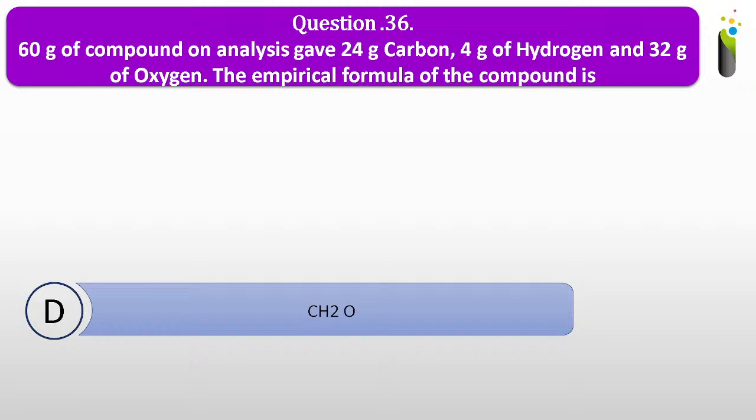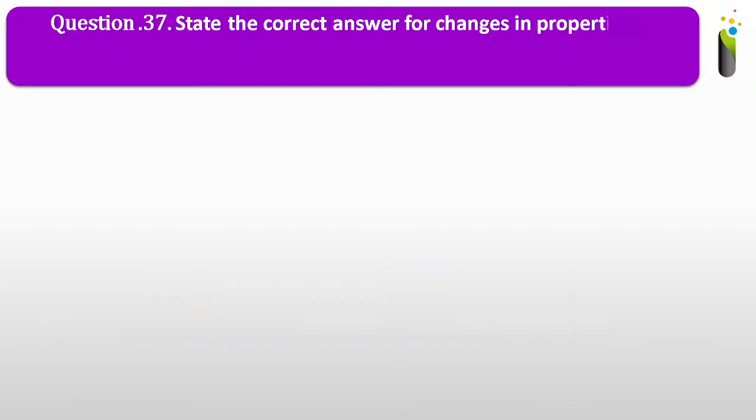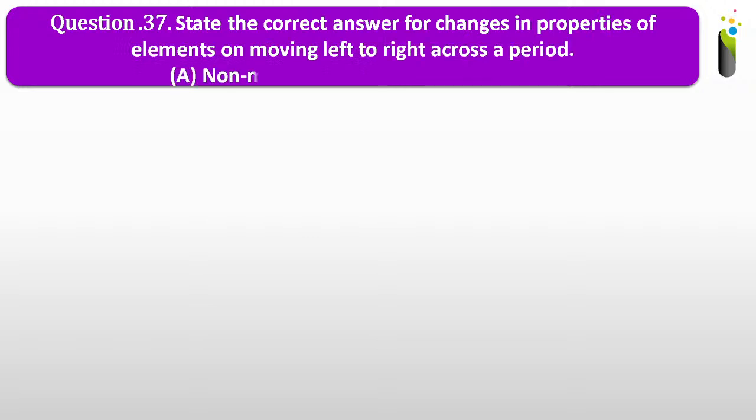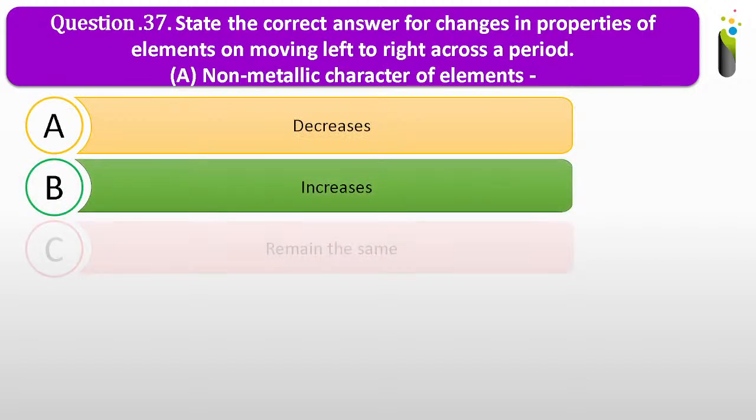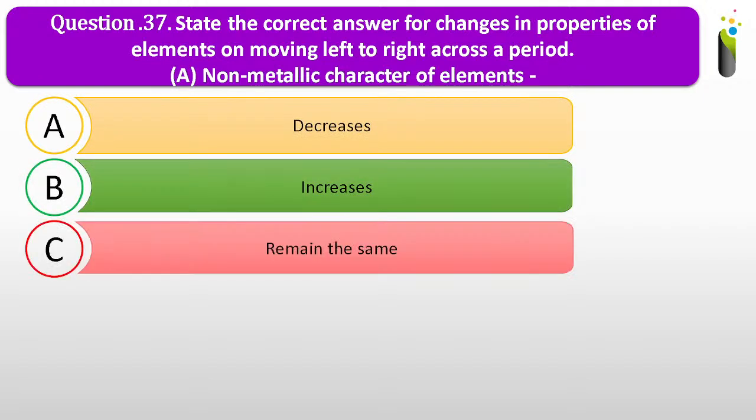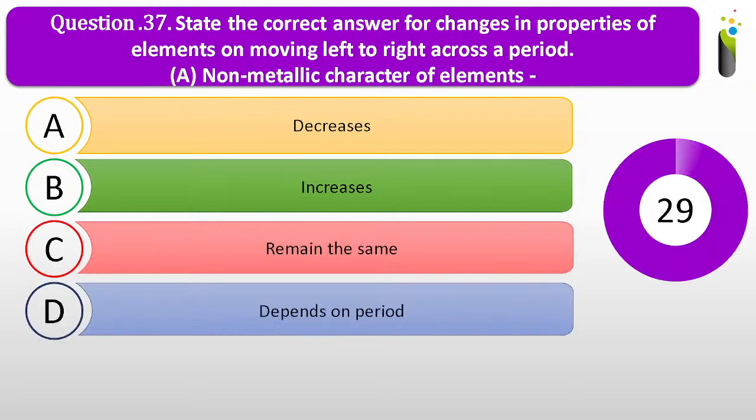Okay, going to the next, that is question number 37. State the correct answer for changes in properties of elements on moving left to right across a period. First, the non-metallic character of the elements is dash. A. Decreases, B. Increases, C. Remains the same, D. Depends on the period.